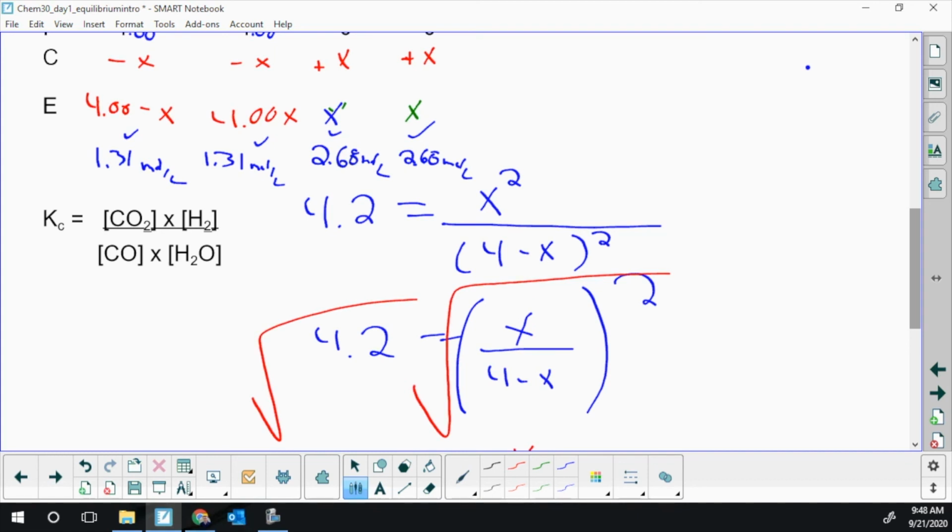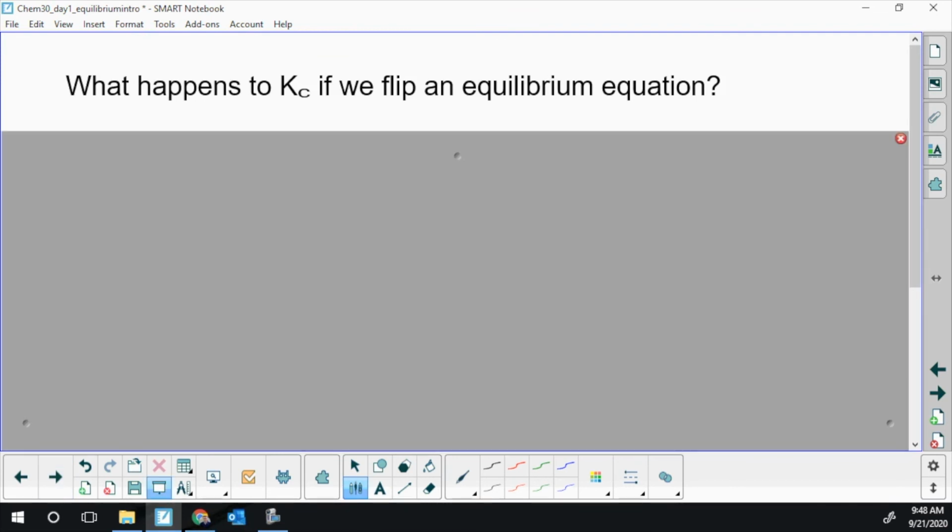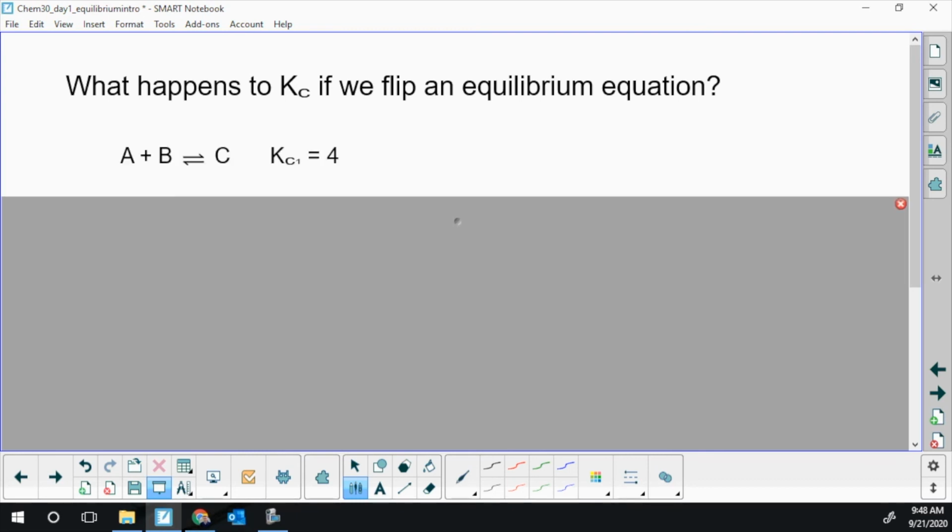One last slide on this original theme, and then I've got a last harder example like this, and then you're going to have some work time to digest all of this, because I know you've gotten a lot. Now, I think what happens to Kc if we flip an equilibrium equation? We know they can go both ways, so what if we just wrote it the other way? What would happen? We're going to do a little bit of a case study or an example. We're going to flip it and see what happens. We'll make up some numbers and see what happens to the numbers when we flip it.